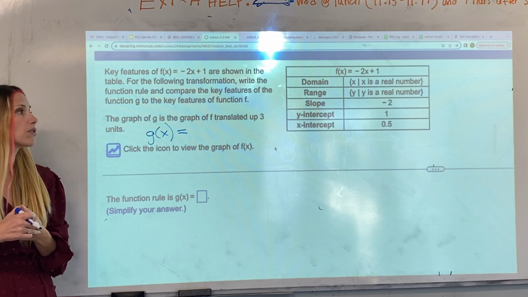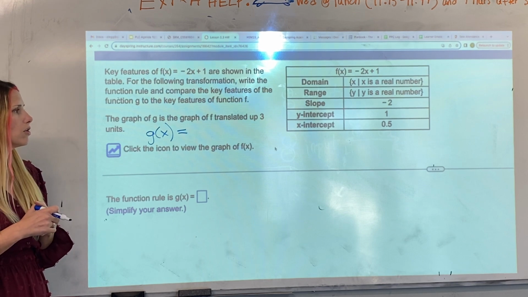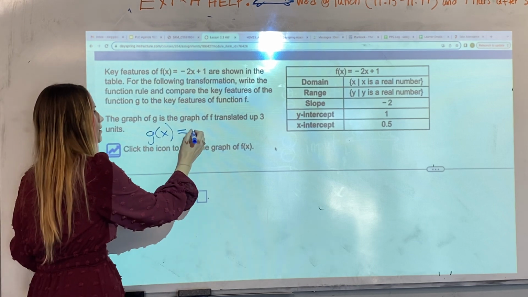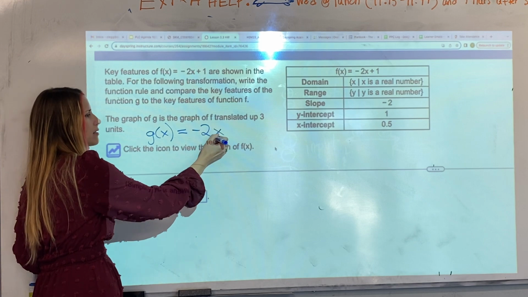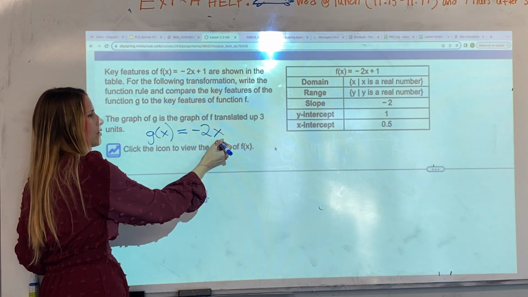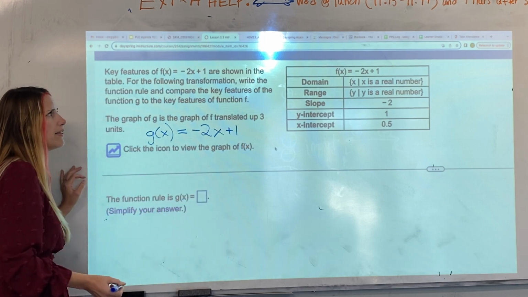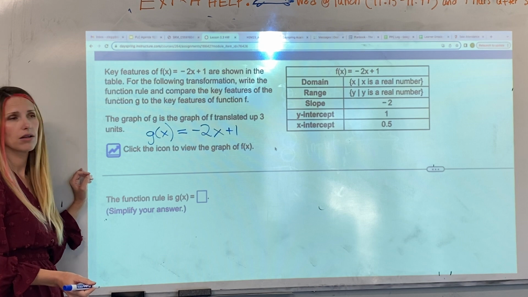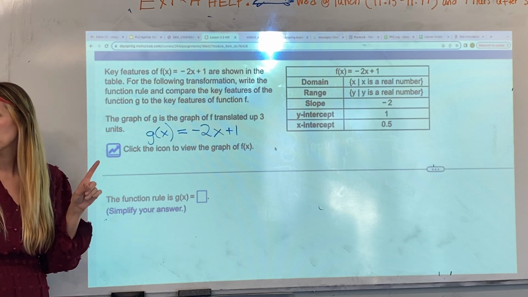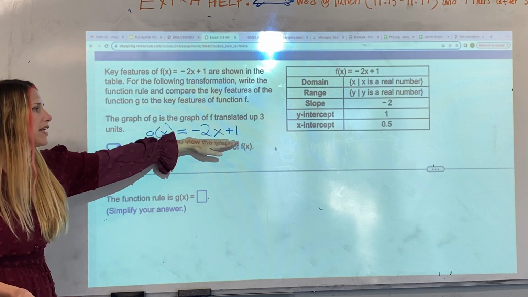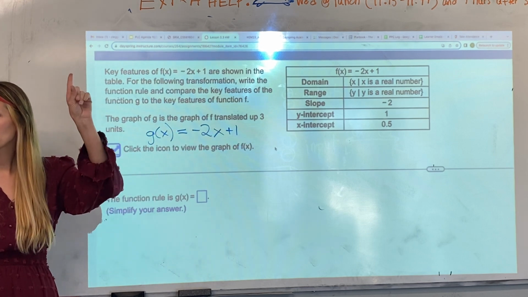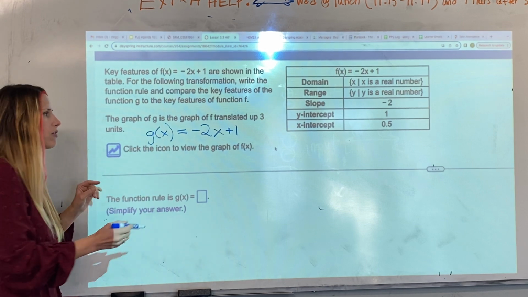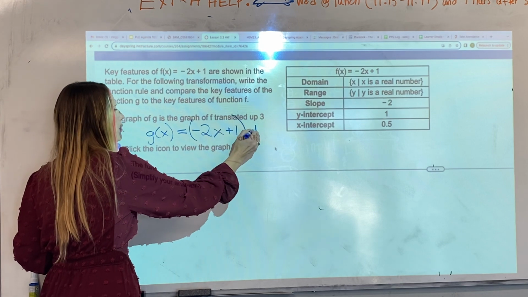Well, tell me how I would start writing. Negative 2x, and then add plus 1. And then what? Minus 0.5. Is it translated by 3? It's translated by 3, so that means this output is going up 3. Multiplied by 3? Added by 3. Yep, it's translated up 3, so we're adding 3. So we have this output plus 3.